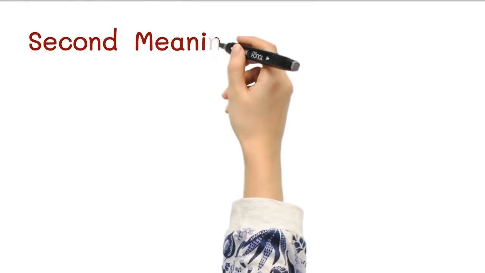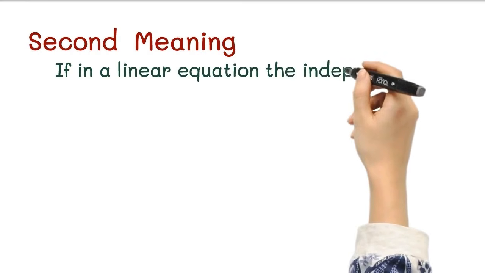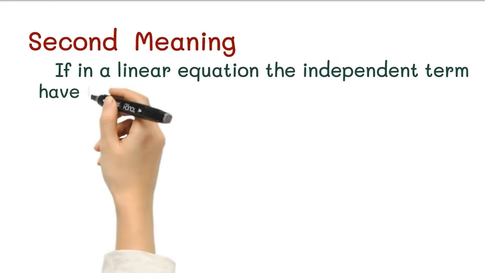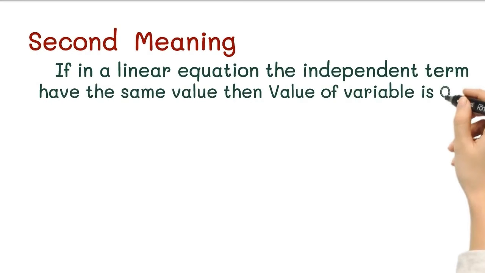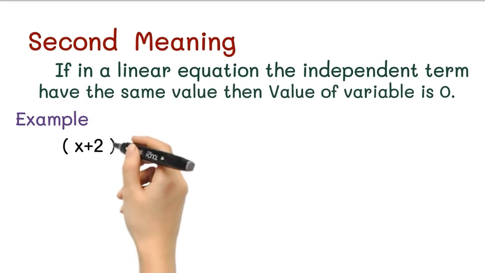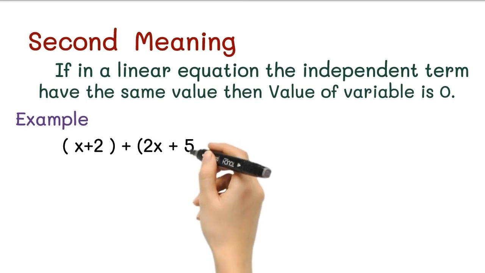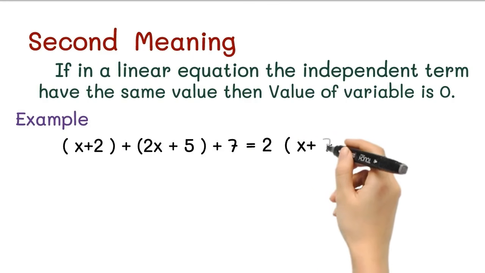Let's take second meaning of this sutra. If in a linear equation, the independent terms on both sides have the same value, then the value of variable is 0. Let's take example on it. (x plus 2) plus (2x plus 5) plus 7 equals 2(x plus 7).